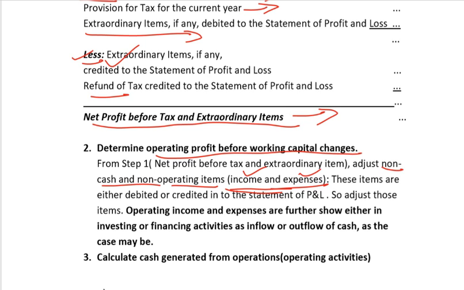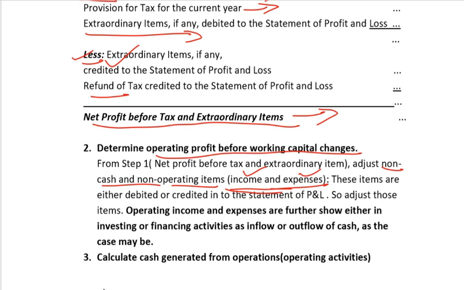So take one example, profit on sale of machinery, or profit on issue of securities, loss on issue of securities, like that. So if it is a profit, what to do? We have to deduct from this stage from the profit before tax and extraordinary item. If it is an expense, we have to add. Already we deducted, so we are adding back.